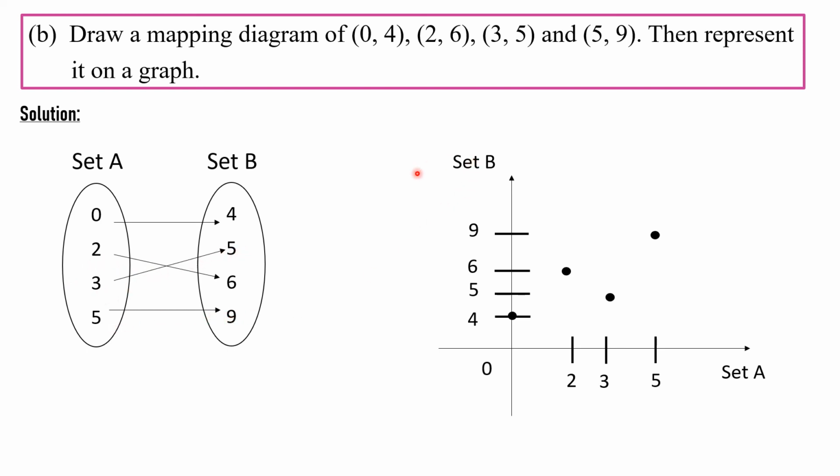And for graph, alright, so the x-axis here is the domain axis, and this here is the range axis, remember. And then the elements of the respective sets are here, and then we just map it. Like 0 is mapped to 4, 2 is mapped to 6, 3 is mapped to 5, and 5 is mapped to 9.